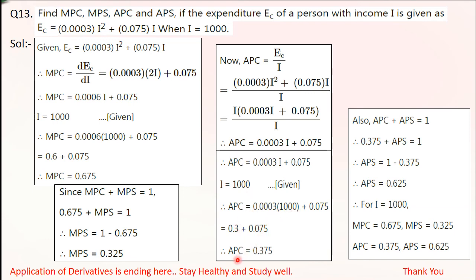Now again we have the relation of average propensity to consume and average propensity to save. That sum is equal to 1. Now substitute APC is equal to 0.375 plus APS equal to 1. So APS is equal to 1 minus 0.375. On simplification, we will get APS equal to 0.625. Therefore, for I is equal to 1000, we have MPC is equal to 0.675, MPS is equal to 0.325, APC is equal to 0.375, APS is equal to 0.625.